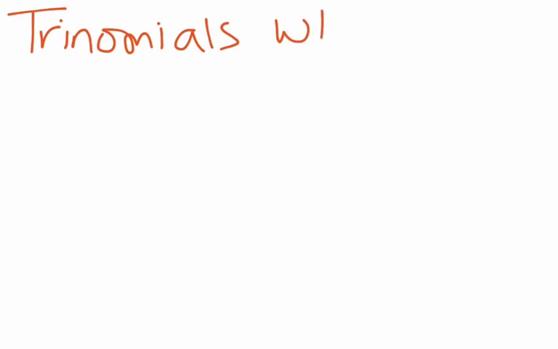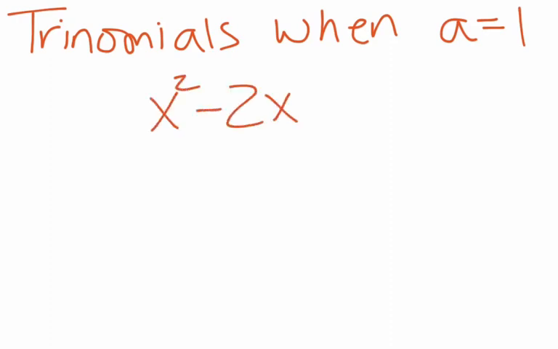Then we looked at factoring trinomials. Remember, trinomials are when you have three terms, and the leading coefficient, or the a value, was equal to 1. So that would be something like this. And you could try to do greatest common factor. Okay, you look at it, but there's no greatest common factor. And the leading coefficient here is 1.